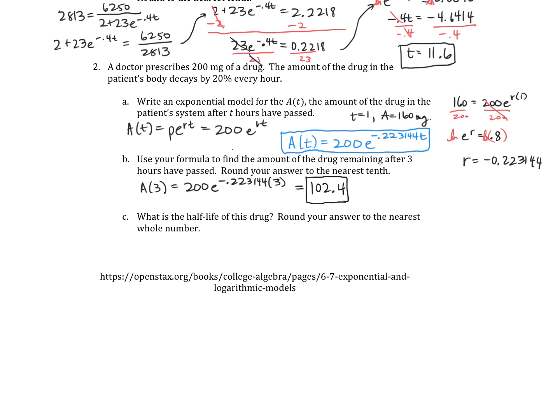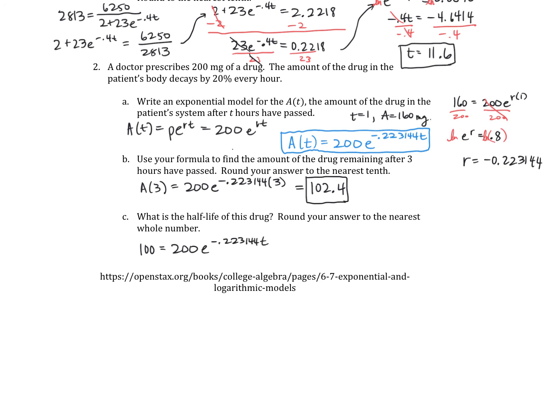Now part C. What is the half-life of this drug? Round your answer to the nearest whole number. So the half-life is the amount of time it takes for half of the original amount to decay. So this means if we started with 200, we want to know how long it would take for there only to be 100 milligrams of the drug left. So the amount will be 100, and then we'll be solving for T.